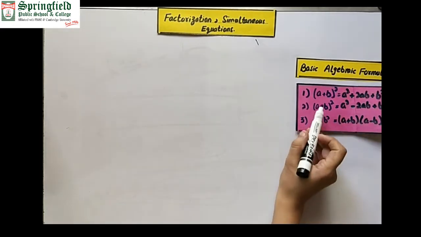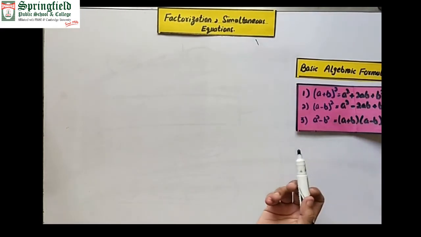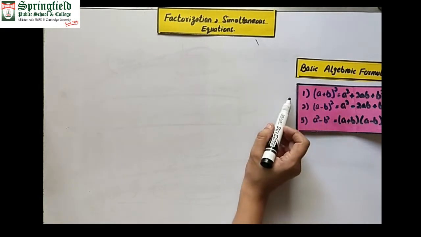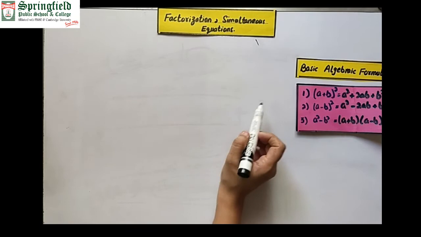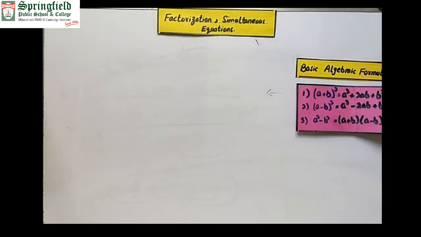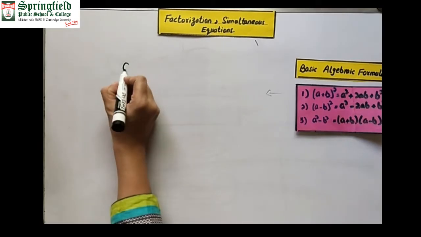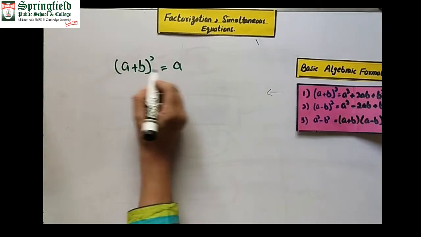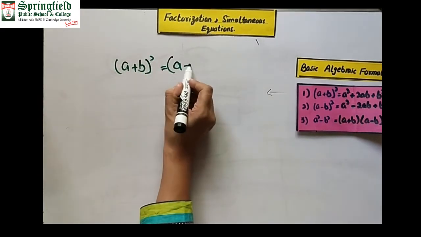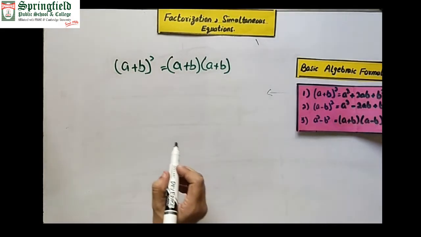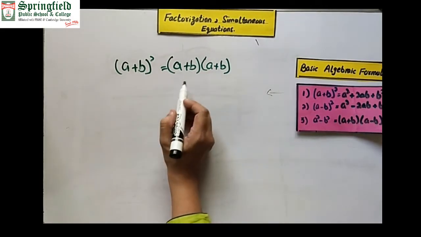So beta, (a plus b) whole square, as we have already discussed in the previous assignment, these two formulas. So first we will revise these two formulas. The first one is (a plus b) whole square. (a plus b) whole square means a plus b will be written two times. So find out the product of these two terms.